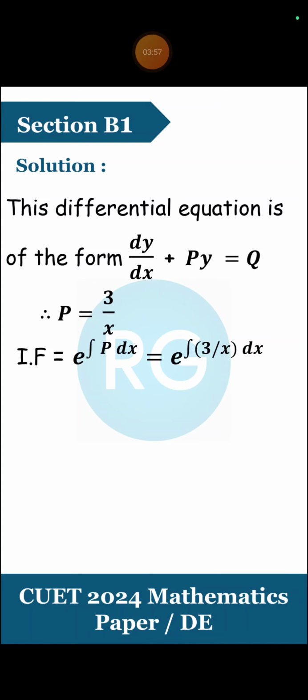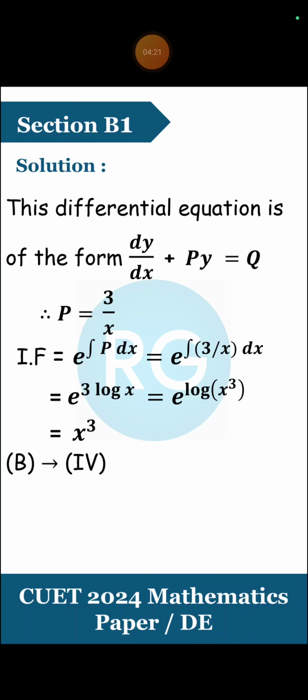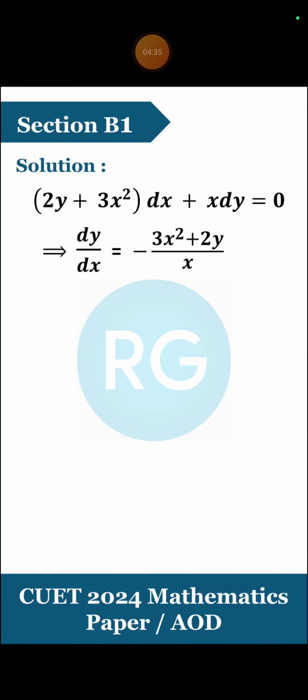So the integrating factor will be e raised to the power p dx. So e raised to the power integration of 3 by x. So it is e raised to the power 3 log x. Again, that 3 will come in the power of x. So e raised to the power log of x cube, and e log x, as I told you, is equals to x. So it will be x cube. So B is related with the fourth part. Now let's solve the other two parts as well. But now I am confirmed and I am sure that my answer is the option 2. But still, let's go with the next two parts as well.